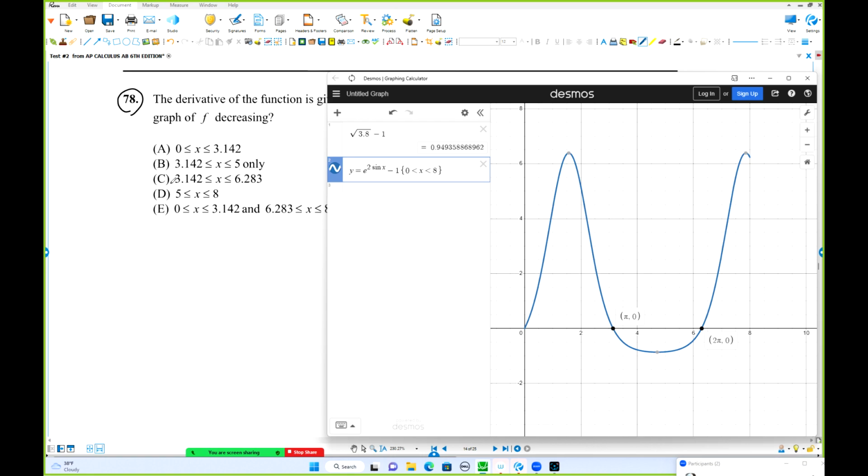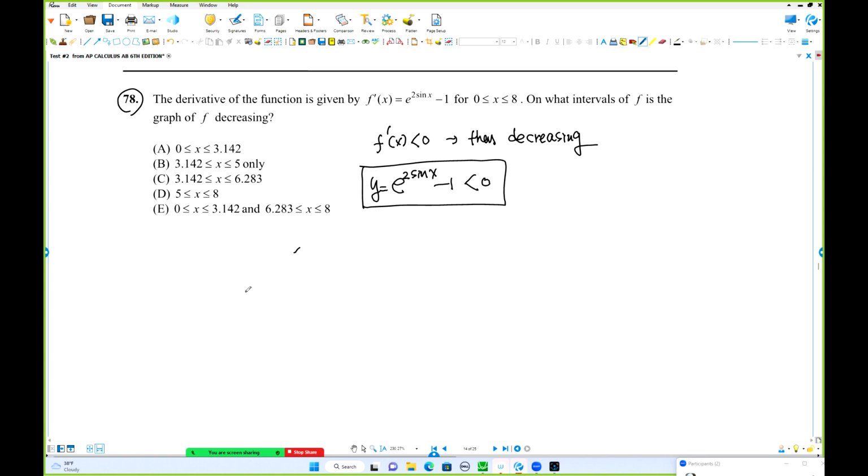Can you see that number? 3.14159 is the value of pi, and 6.28 is the value of 2 pi, right? In this section, it is decreasing. Are you okay with this? So choice C is the answer. I have to be careful. It depends on teachers; sometimes we don't include the numbers, but it doesn't matter. Anyway, we have to find the best answer.